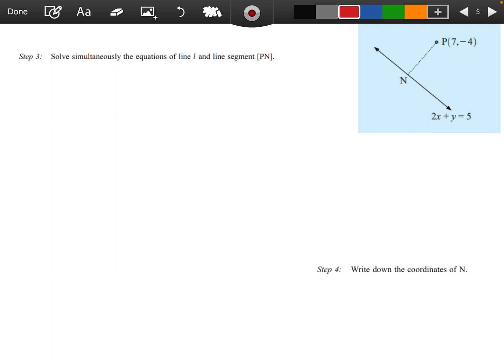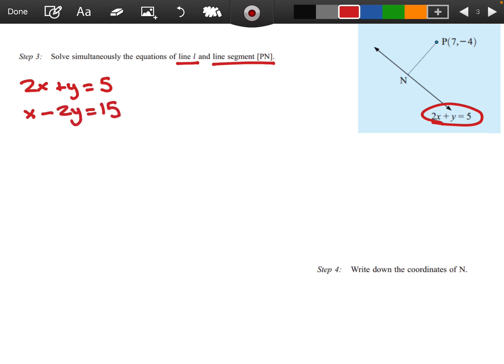So we need to solve the two equations. So the equation of line L, which was given to us in the question as 2x plus y equals 5. And then we need to solve that with the equation of line segment Pn, which we just figured out from the previous part to be x minus 2y equals 15.